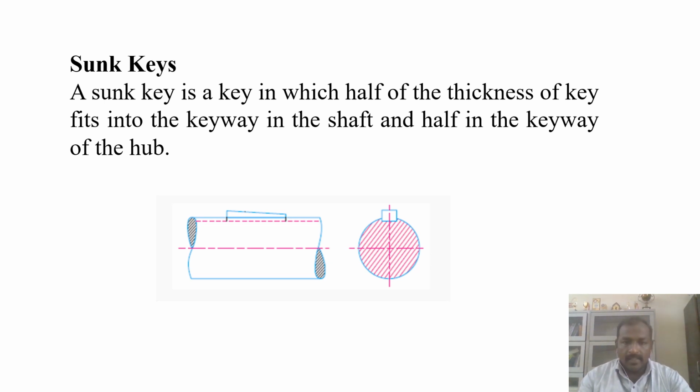The sunk key is a key in which half of the thickness of the key fits into the keyway in the shaft and half in the keyway of the hub. Half of the key will be shown outside of the shaft, so it will be connected to the hub.